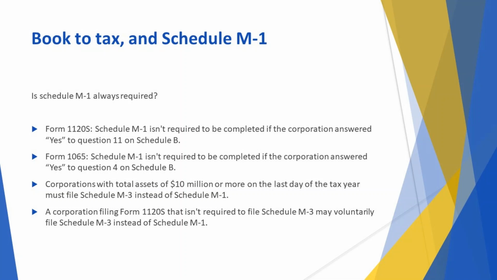For a partnership, Schedule M1 isn't required if all of the following are true. Total receipts for the tax year were less than $250,000. Total assets at the end of the tax year were less than $1 million. Schedule K1s are filed with the return and furnished to the partners on or before the due date, including extensions, and the partnership is not filing and is not required to file a Schedule M3.